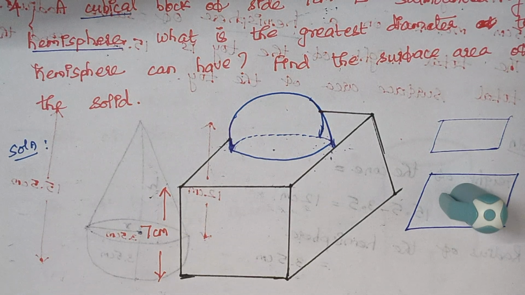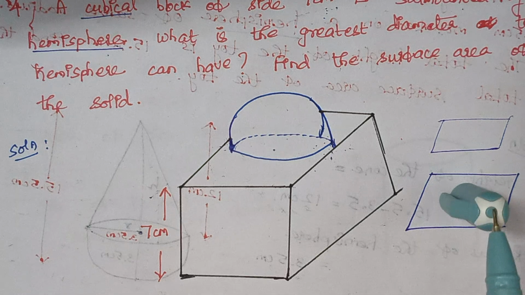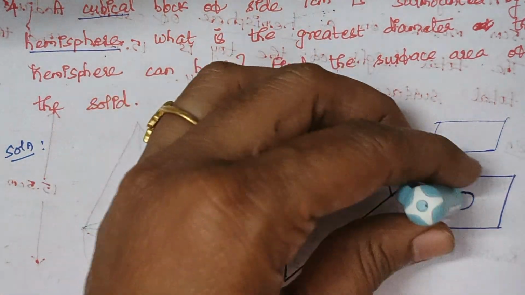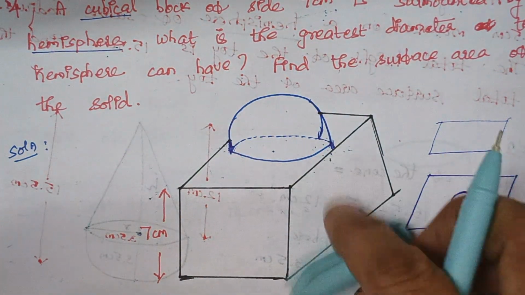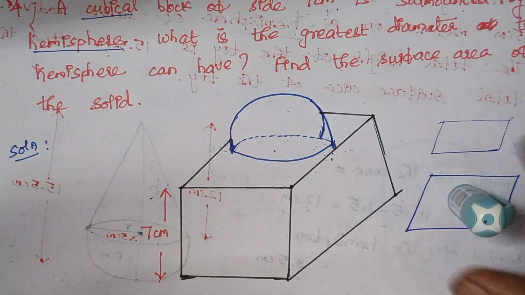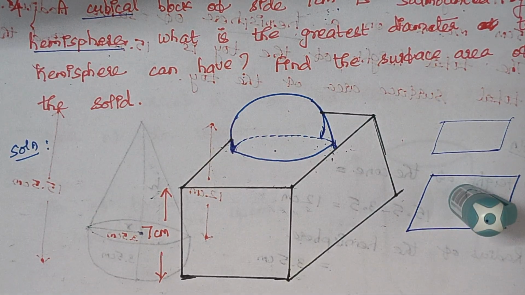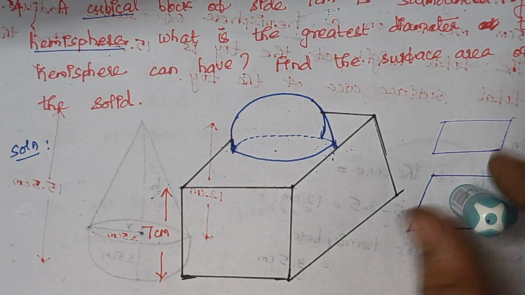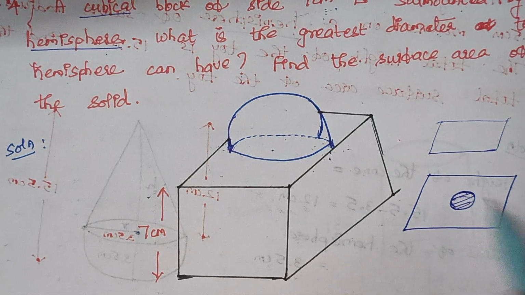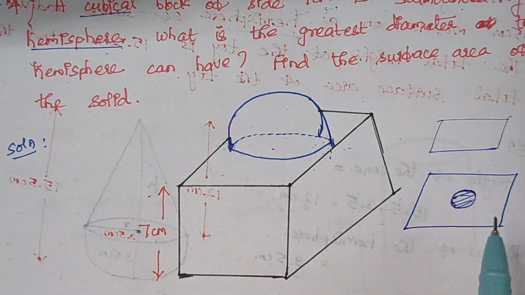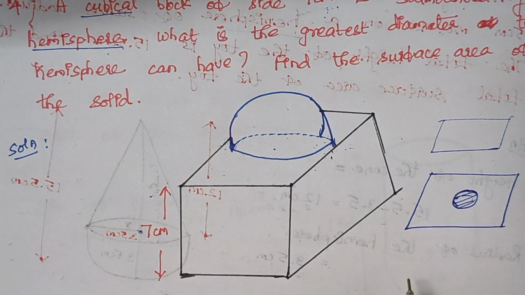So when you calculate the surface area, the area covered by the base of this hemisphere, let this be the area which is covered by this hemisphere. So while calculating the total surface area, what you have to keep in mind is that you have to subtract this portion because this part is already covered by the hemisphere here. So we should not include this part while calculating the surface area of the cube, right?